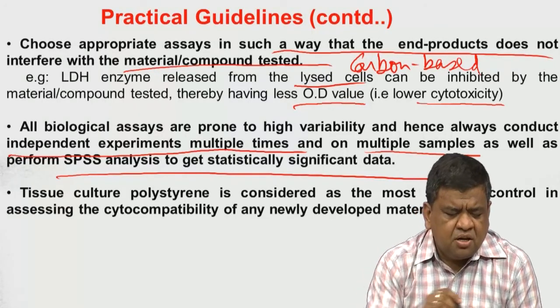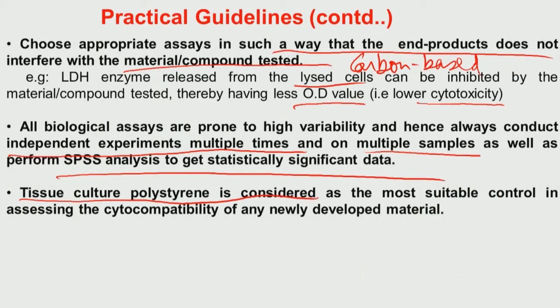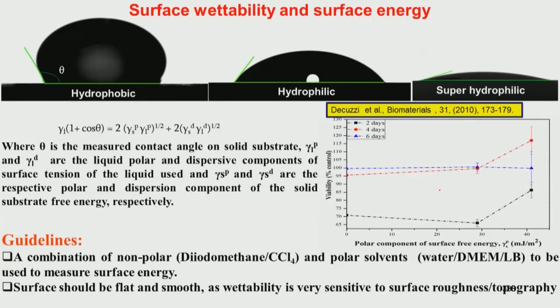The other things I have mentioned already, that tissue culture polystyrene or cover slip is used as the most suitable control in cytocompatibility.